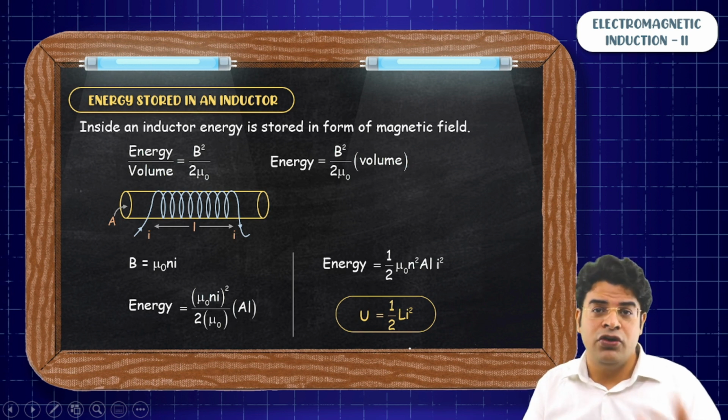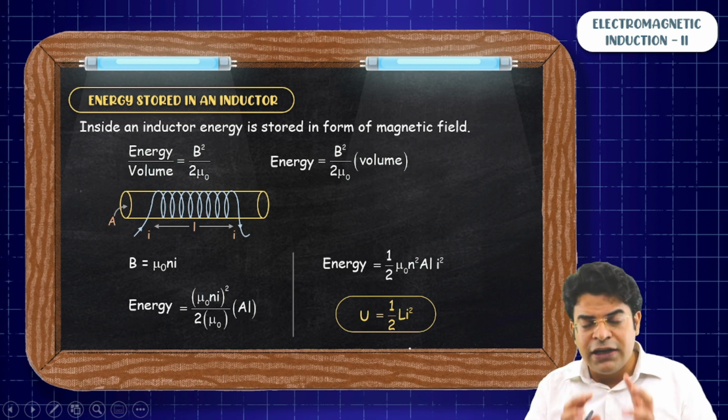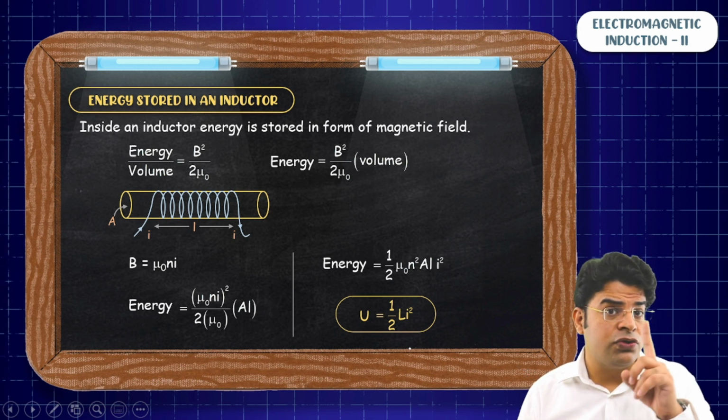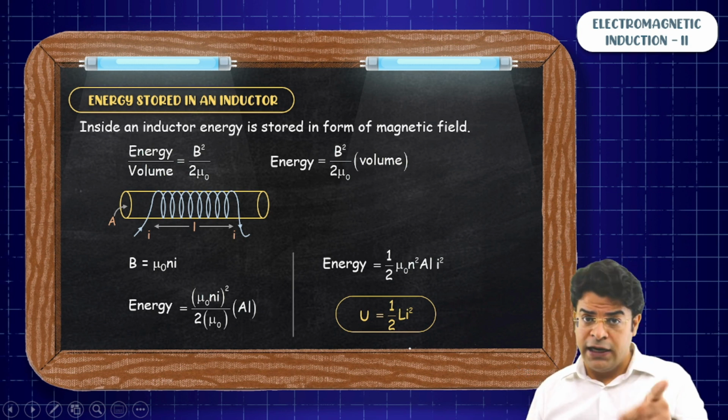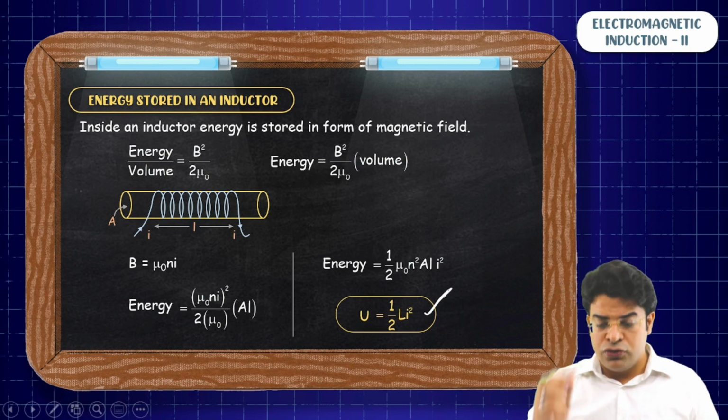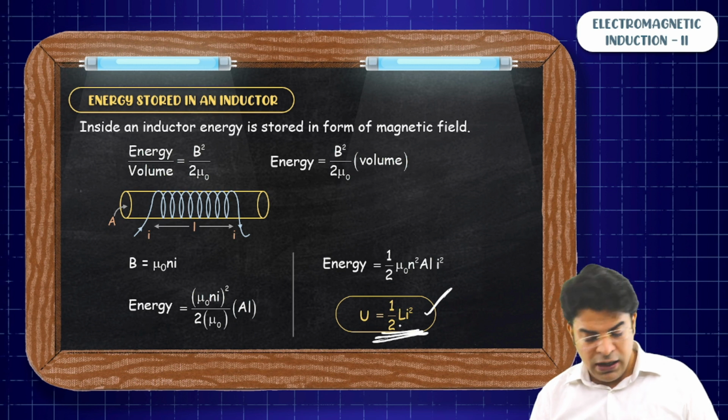So easy to remember. So what are the key points you need to remember here? First thing, energy is stored inside the inductor in the form of magnetic field. The energy stored inside an inductor when a current I flows through it is given by half L I square.